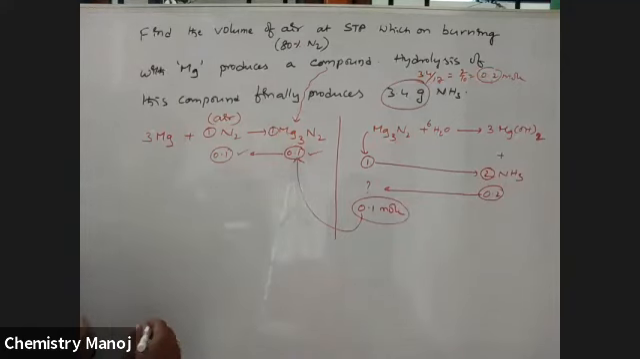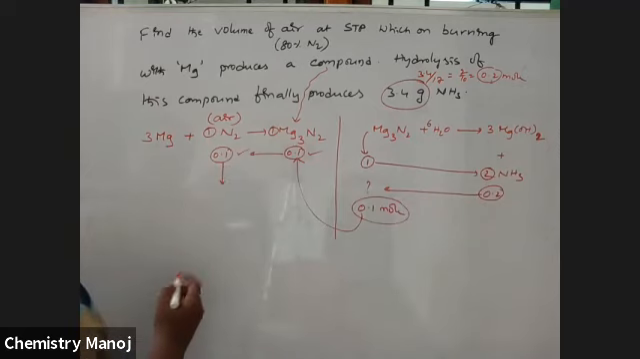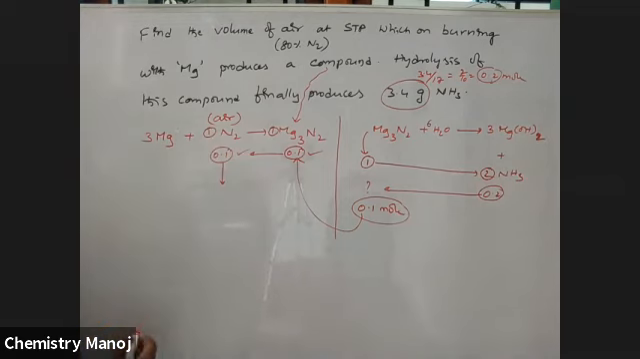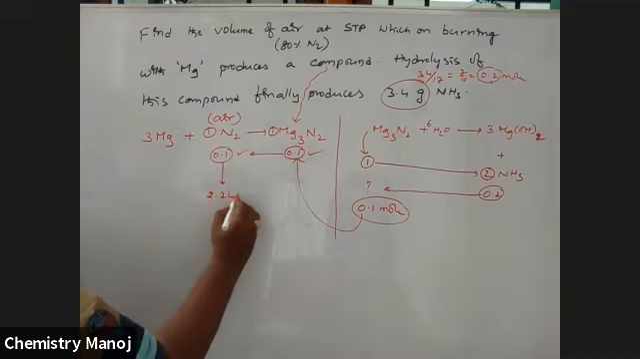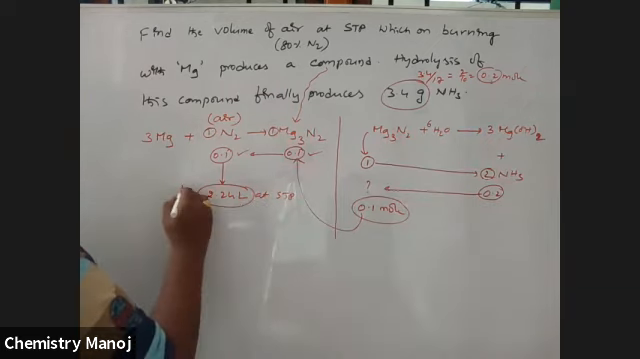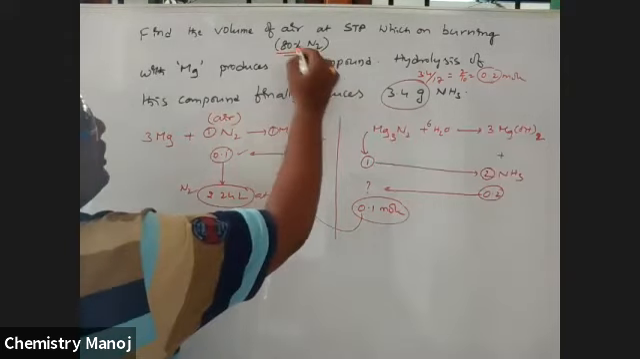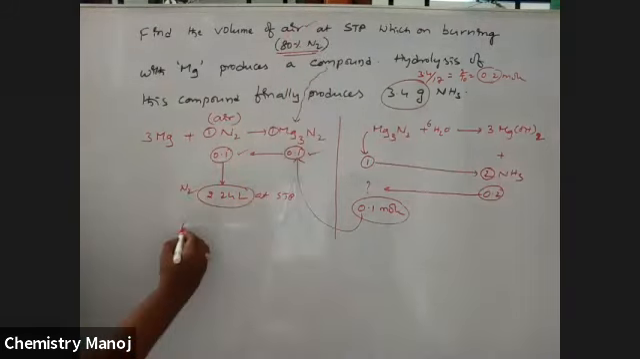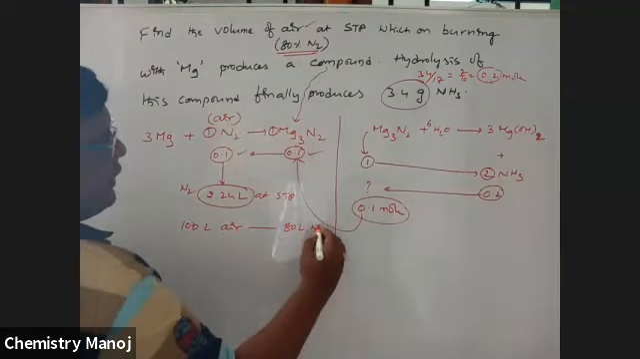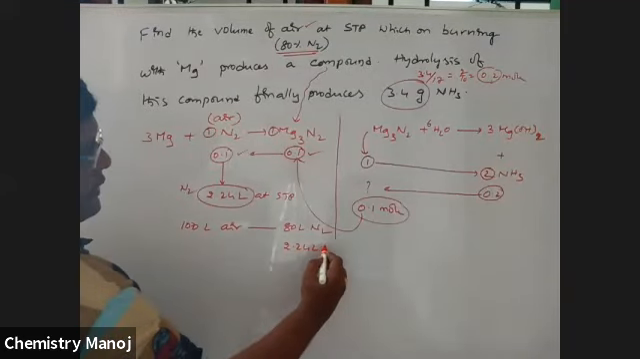0.1 mole nitrogen means this is from air. This is only nitrogen. That means 2.24 liters at STP. Once again this is nitrogen. Air is 80% nitrogen, but we want air. That means 100 liters air contains 80 liters N2. We have 2.24 liters N2 only.